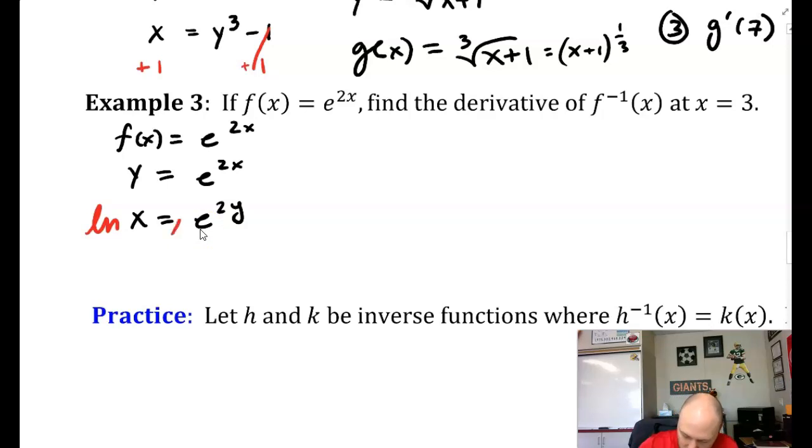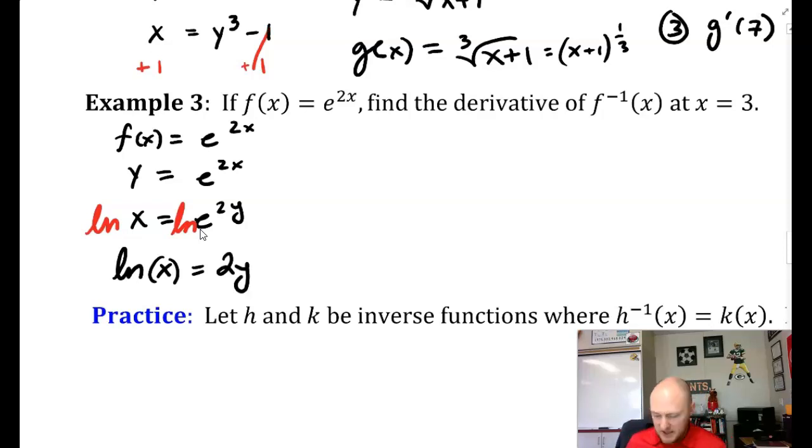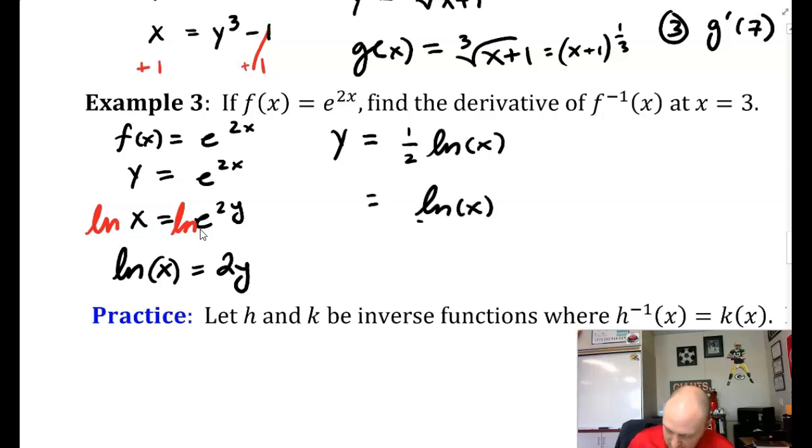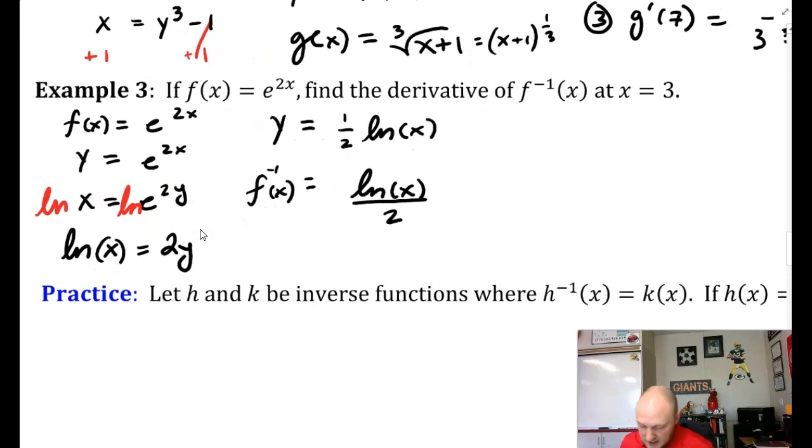So we'll take a natural log of each side, and we get the natural log of x is equal to 2y. Okay, and then to solve for y, I'm just going to divide by 2, so 1/2 natural log of x. If you really want to write it like this, you can. They're both the same, but this is f inverse of x. That was step number 1 again. Step number 2, now find the derivative.